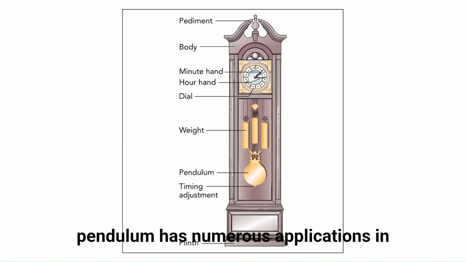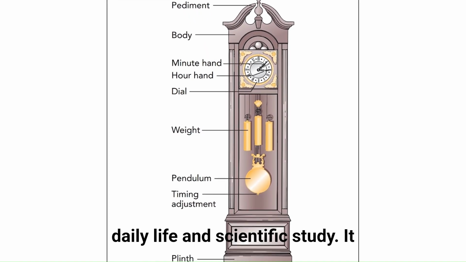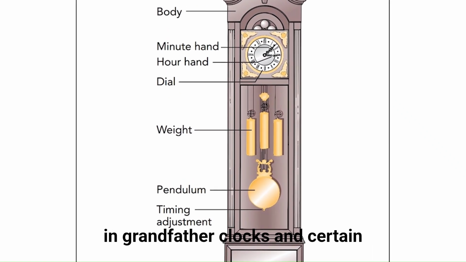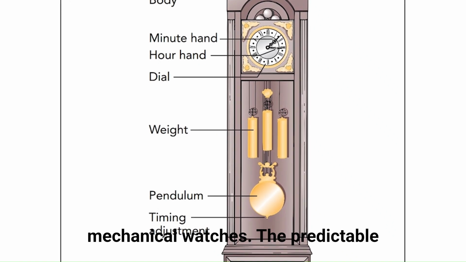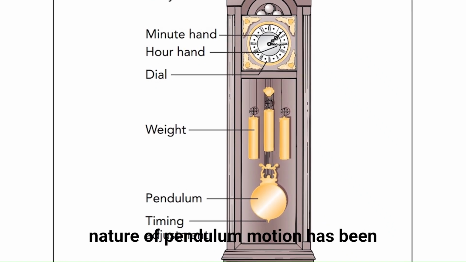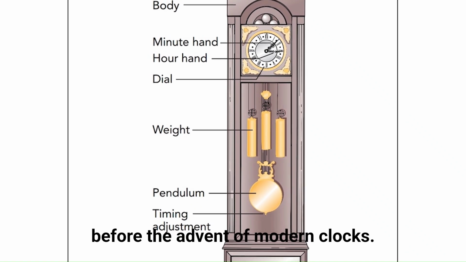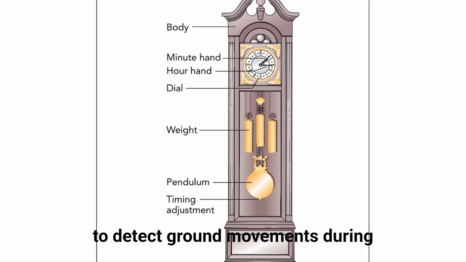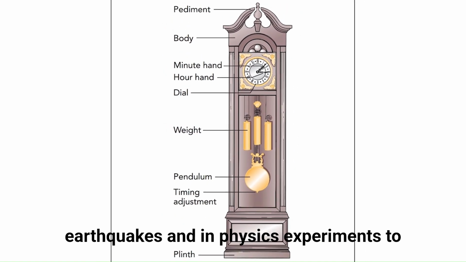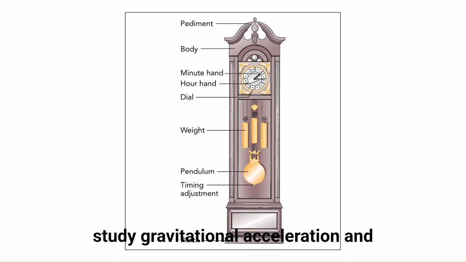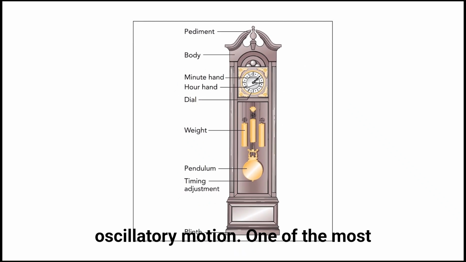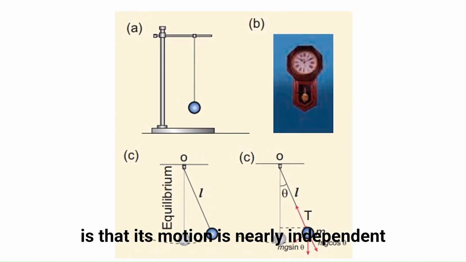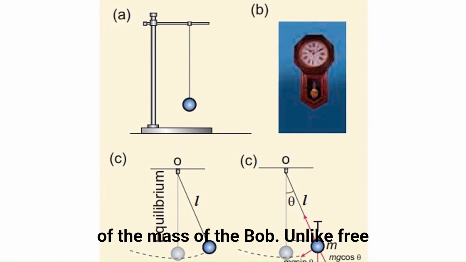The simple pendulum has numerous applications in daily life and scientific study. It is widely used in timekeeping, as seen in grandfather clocks and certain mechanical watches. The predictable nature of pendulum motion has been crucial in early timekeeping devices before the advent of modern clocks. Pendulums are also used in seismometers to detect ground movements during earthquakes, and in physics experiments to study gravitational acceleration and oscillatory motion. One of the most significant aspects of a simple pendulum is that its motion is nearly independent of the mass of the bob.